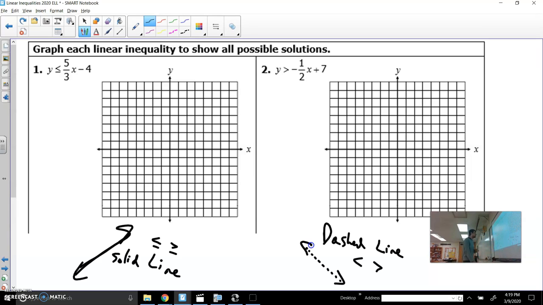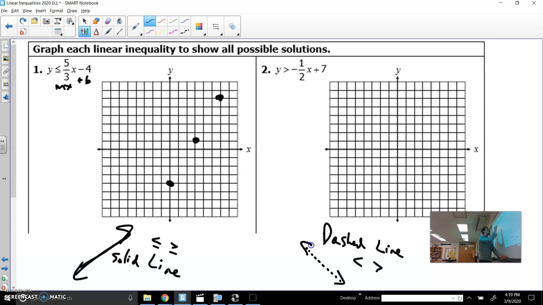And so for this first one, I want to graph using mx plus b. My y-intercept value is -4. And now for my slope value, 5/3, positive 5/3, so up 5, right 3. Do that again, 1, 2, 3, 4, 5, 1, 2, 3.